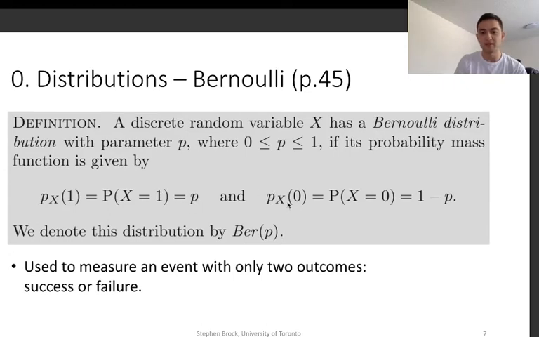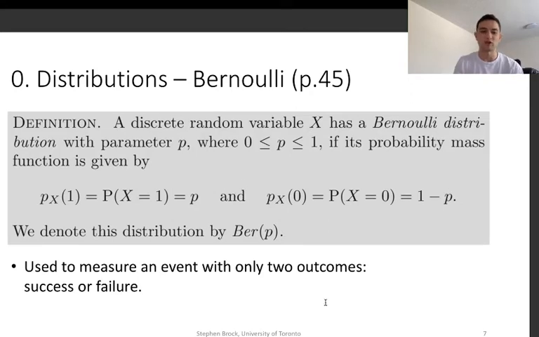And p sub x of 0 is equal to the probability that x equals 0, which is equal to 1 minus p. We denote this distribution by Ber of p, and we use this as a way of measuring an event with only two outcomes, success and failure. We assign the parameter p to the probability of success.